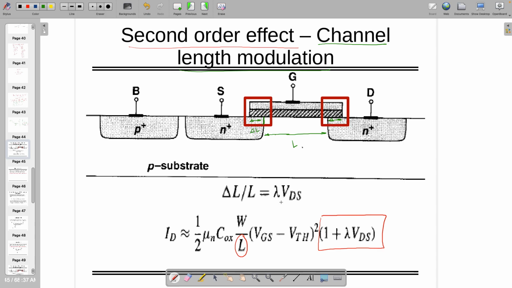Just for matching, what should be the unit of lambda, by the way? Volt inverse, right? Just to match all the dimensions, you can find out lambda has to be volt inverse, because delta L by L is actually unitless. So it has to be volt inverse, right? And this is the equation.